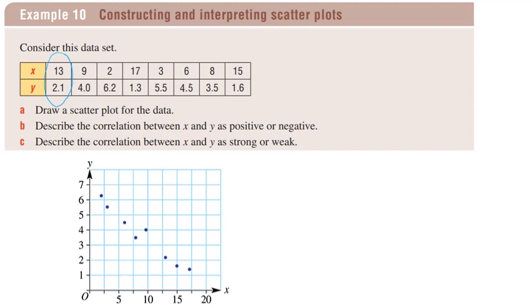describe the correlation between x and y as positive or negative. So that's like what direction is it going? So the correlation is going in a negative direction. And then it says describe the correlation between x and y as strong or weak. So it's pretty much in a line, there's not much scatter about, so it's a strong correlation.